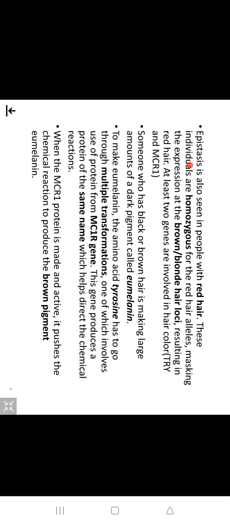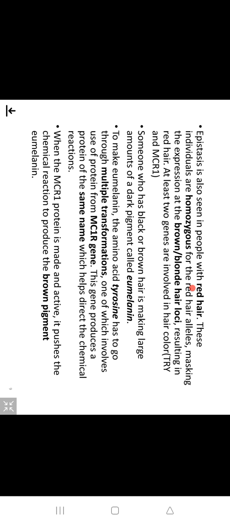So, epistasis is also seen in people with red hair. This is another example, and we are now focusing on hair color only. The individuals are homozygous for the red hair alleles.